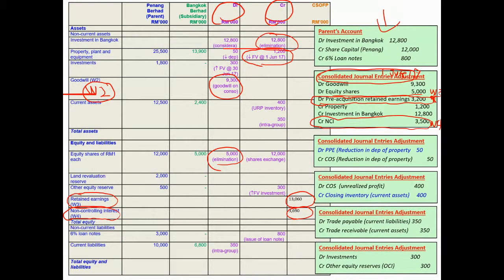Okay, after journal entry, what do you need to do? The next step. So the rest of the journal entry I would not need to explain. You can refer accordingly to how I move it. Okay, after that, students, what do you need to do after journal entries?